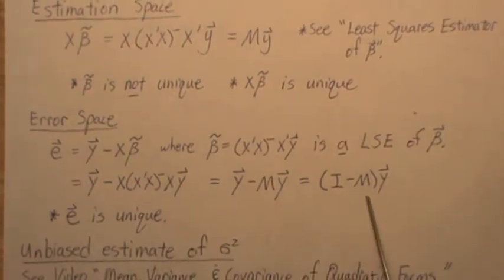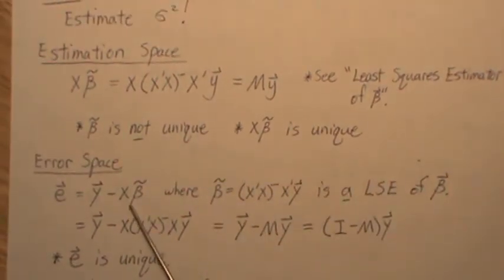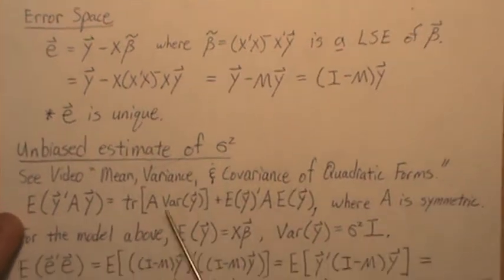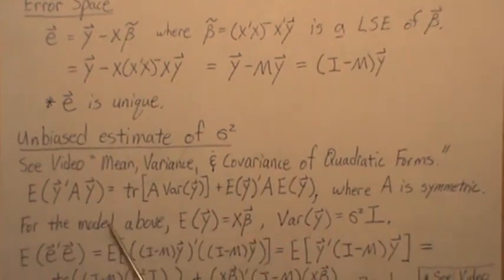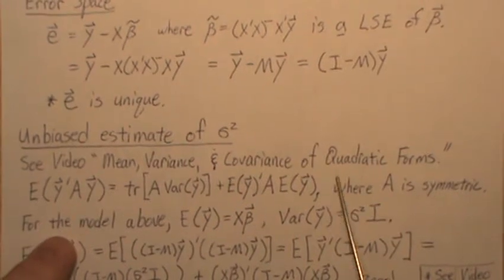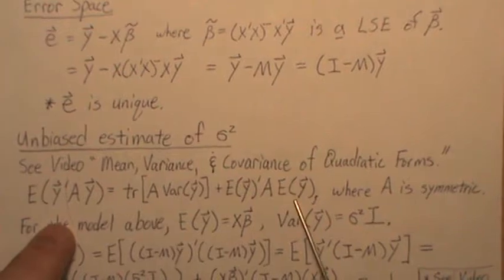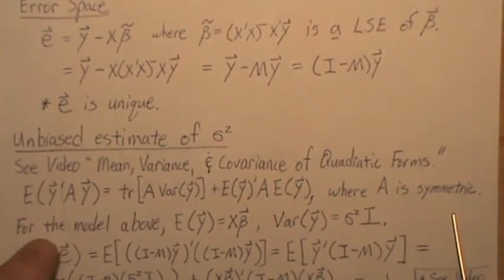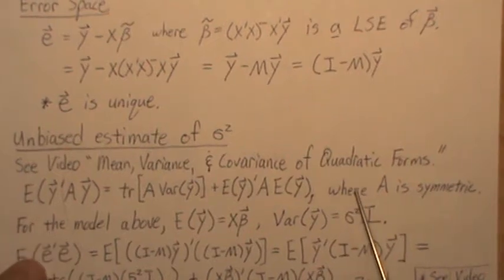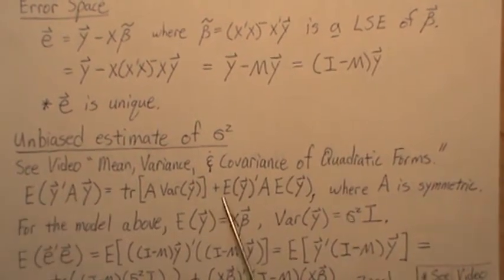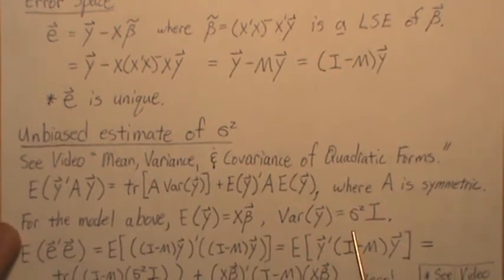E is also unique, right? Everything in here is unique, even though beta tilde is not. Now, for the unbiased estimate of sigma squared, we're going to use the video on the mean, variance, and covariance of quadratic forms. And the formula is this, where A is symmetric, and we go into great detail on how to derive it in that video.